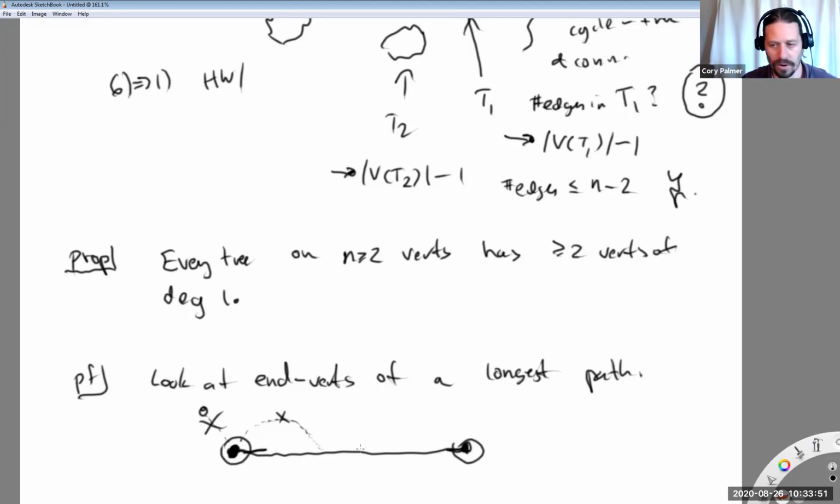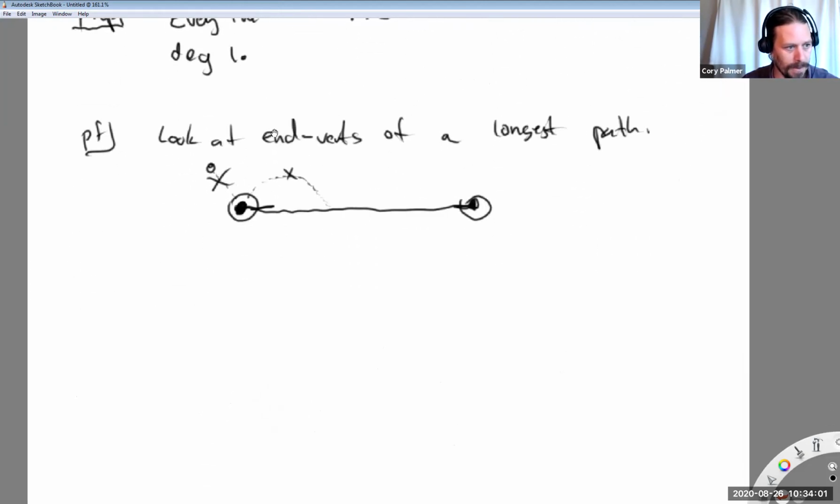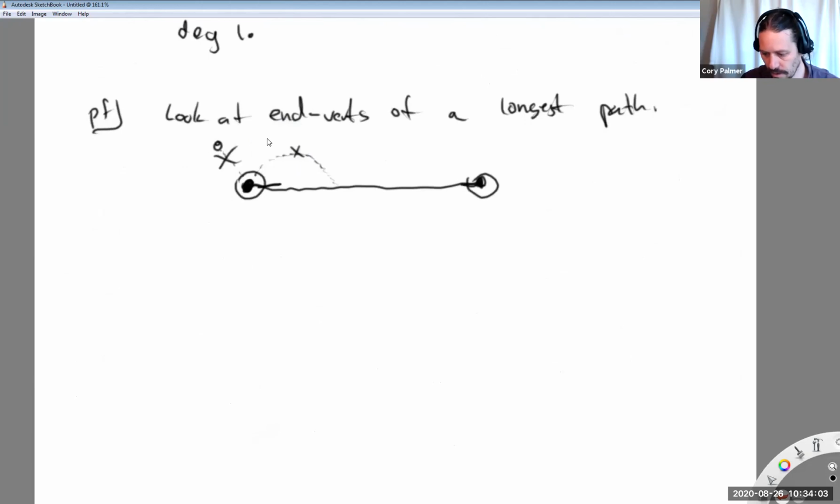If you didn't have any longest paths, like you had no edges at all, all your vertices would be degree 0, so you wouldn't have this. Yeah, okay. So we're going to use this to prove a more interesting theorem.